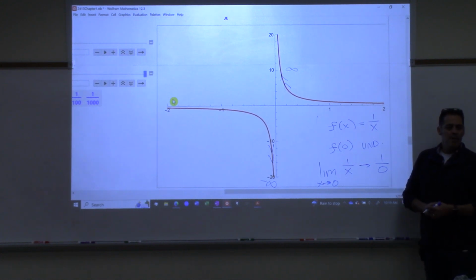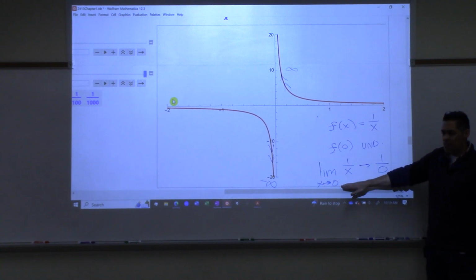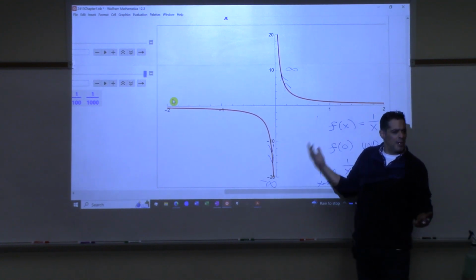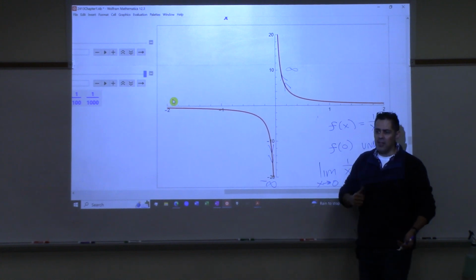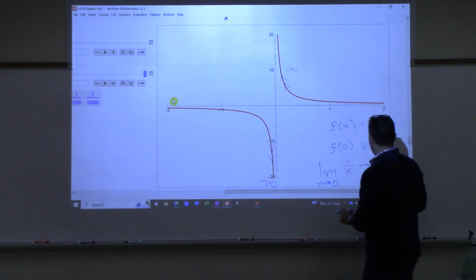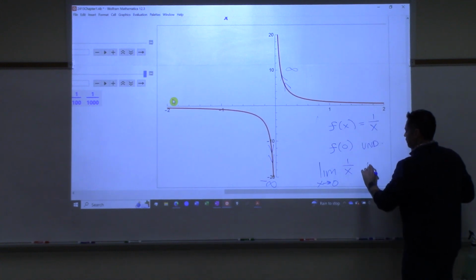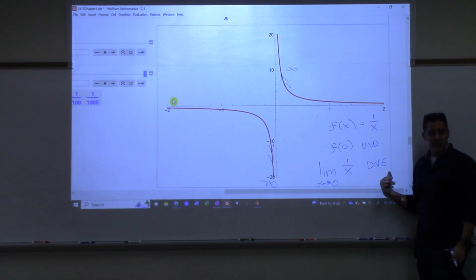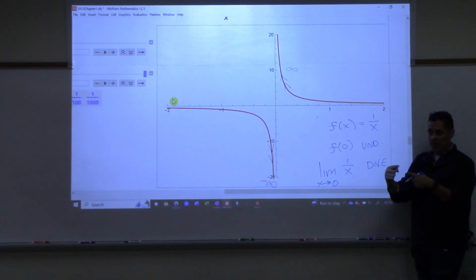Maybe. Now, what do y'all think the answer to this limit is? Because from the left it was negative infinity, from the right it was positive. So what do you think the answer is? Does not exist. The correct answer to this limit is that it doesn't exist, because from the left it's one thing, from the right it's something else. And for a limit to ever exist, it has to be the same from both sides.